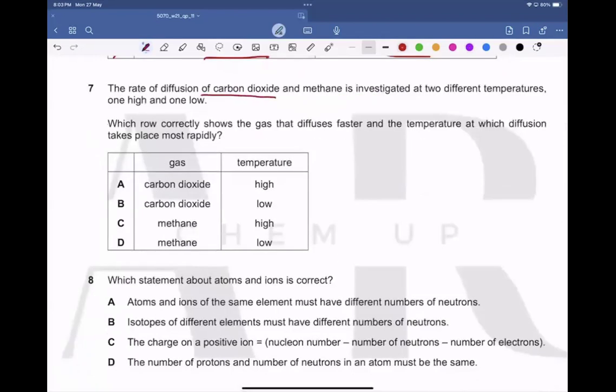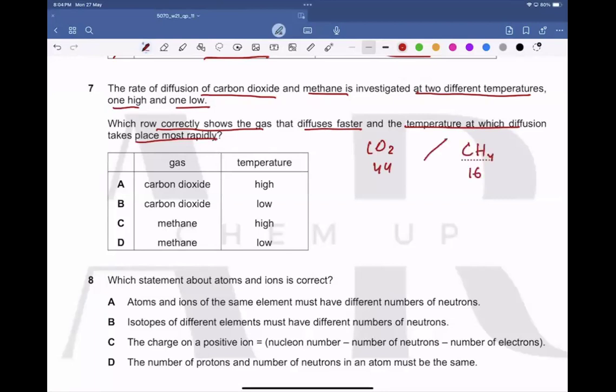The rate of diffusion of carbon dioxide and methane is investigated at two different temperatures, one high and one low. Which law correctly shows the gas diffuses faster and the temperature at which diffusion takes place most rapidly? Carbon dioxide has an Mr of 44 and methane has an Mr of 16. So methane is the one which is going to be diffusing at the faster rate. So A and B go wrong. And obviously at a higher temperature, the rate of diffusion would be faster. So D goes wrong as well. So C is the correct answer.